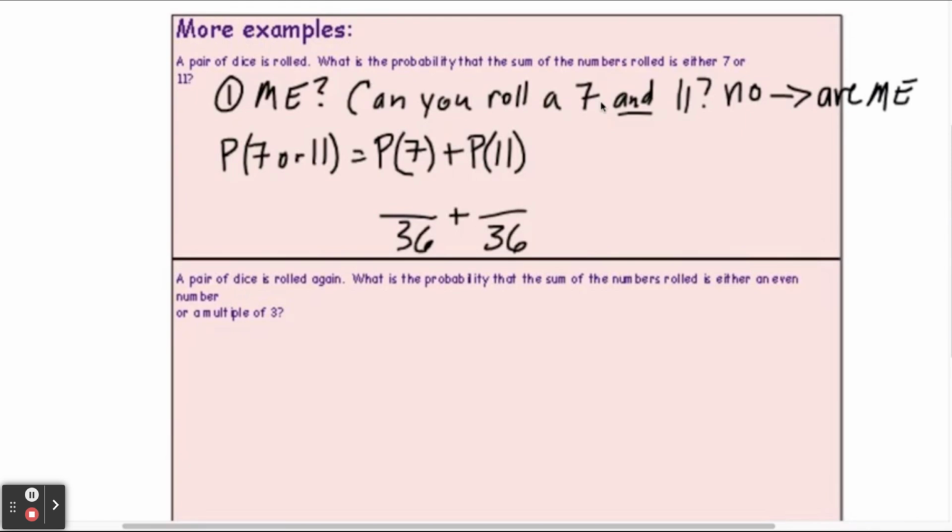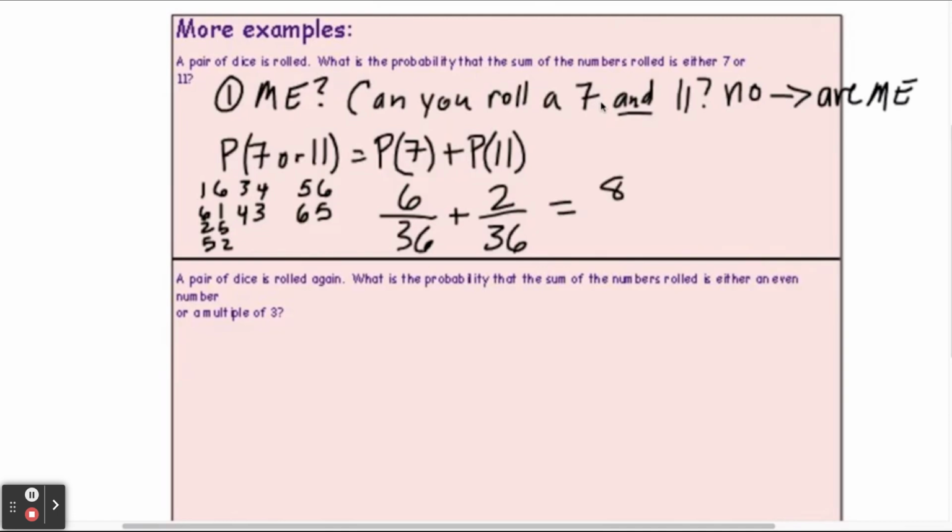Okay, but now what we need to do is we need to figure out how many possibilities are there to roll a 7. All right, so we can get 1 and 6, 6 and 1, 2 and 5, 5 and 2, 3 and 4, 4 and 3. And so that's 1, 2, 3, 4, 5, 6. There are 6 different ways that we could roll a 7. Okay. Now we do the same thing for 11. You could get a 5 and a 6. You could get a 6 and a 5, and that's it. Those are the only 2 ways that you can roll an 11. So then there are 2 different ways that you can get an 11.